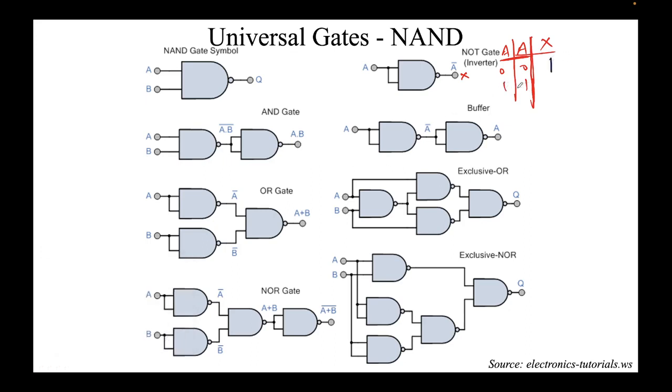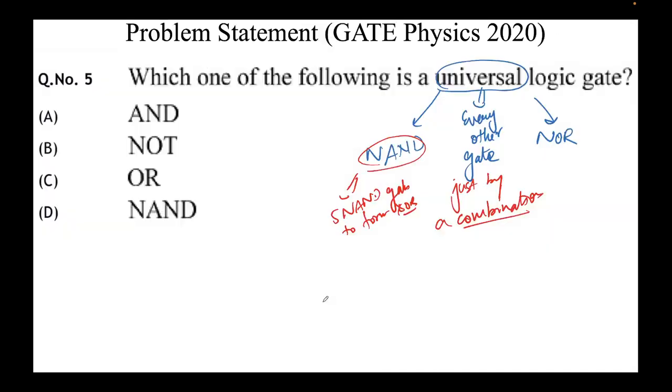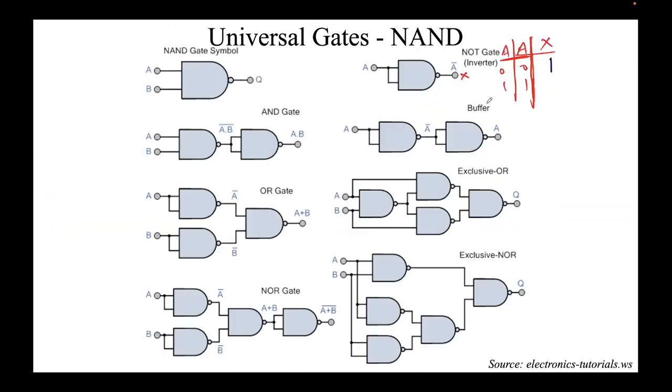Next, let's see what happens when both the inputs to the NAND gate are 1. The output is 0. So I'll write output as 0. When the input is 0, output is 1. When the input is 1, output is 0. This is nothing but a NOT gate. So just by using a NAND gate, I converted it into a NOT gate.